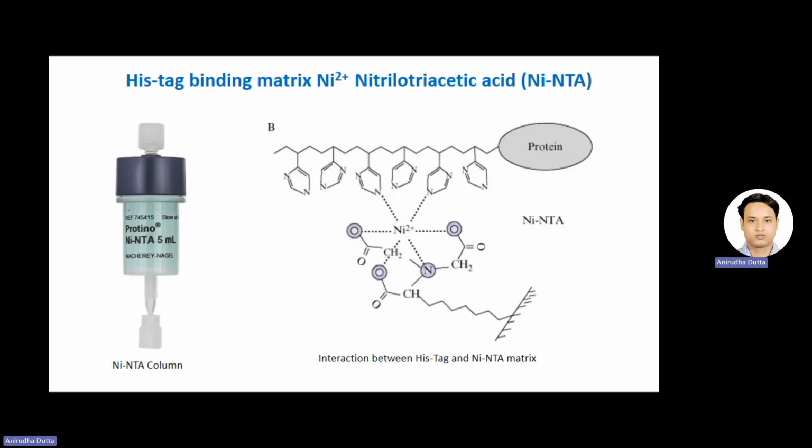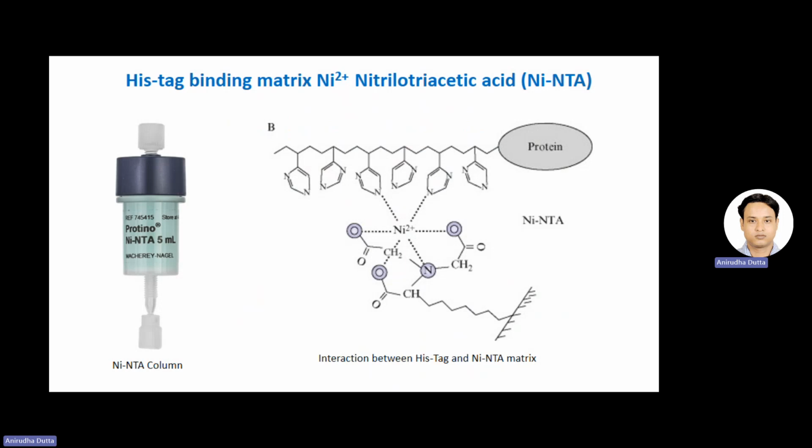Now, as we discussed, using nickel IMAC we can purify histidine-tagged protein. So what would be the matrix? The matrix is nickel NTA, or nickel nitrilotriacetic acid matrix. Okay, this is the full form of NTA. As you can see, a nickel column normally looks like this. You see the pale blue color. This is because of the nickel 2 plus ion.